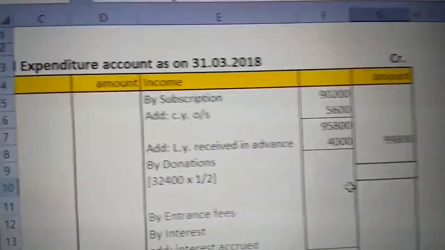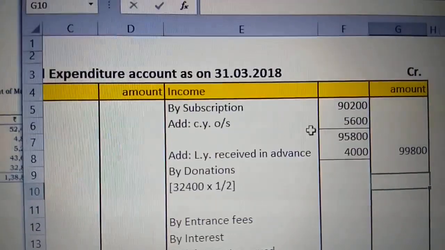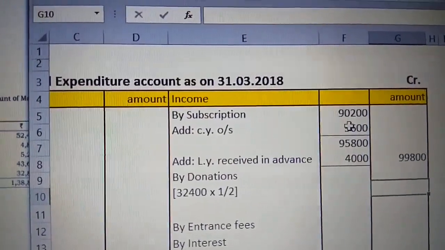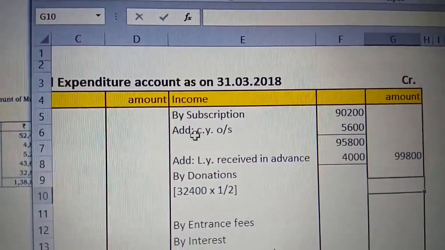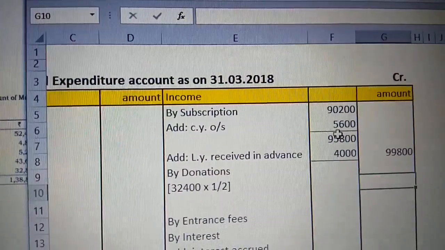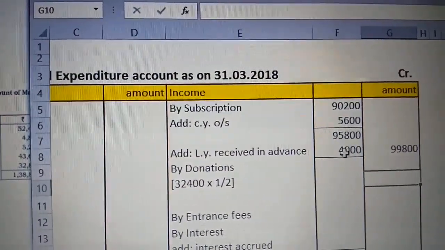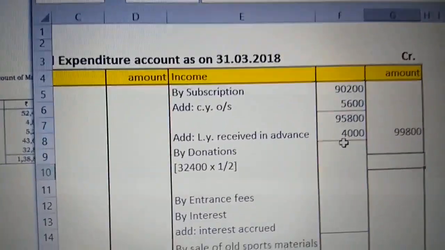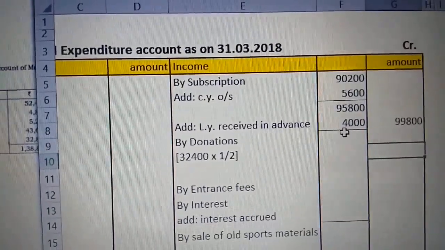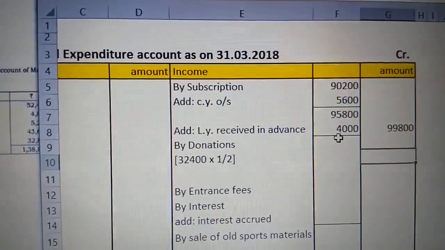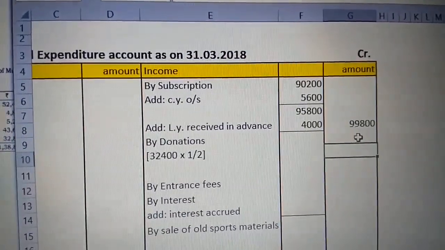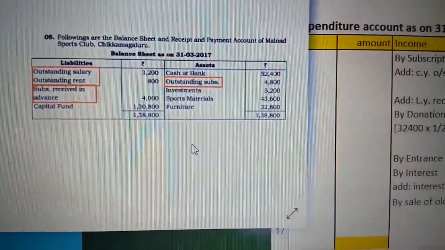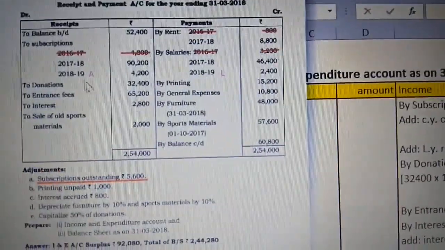So just observe the subscription: 90,200 is for the current year. Next, the current year outstanding adjustment is 5,600. After that, the last year received in advance is accounted now. Last year's amounts we shall never take, so this year we are going to consider 4,000. So I get 99,800.